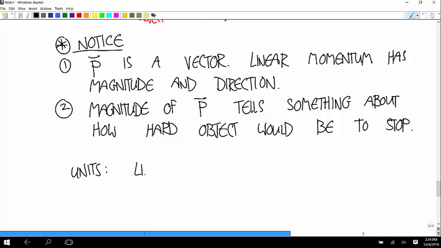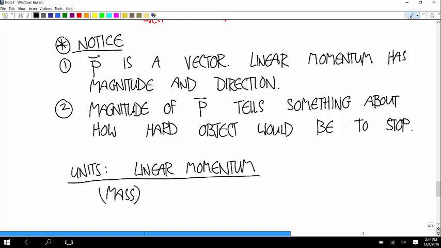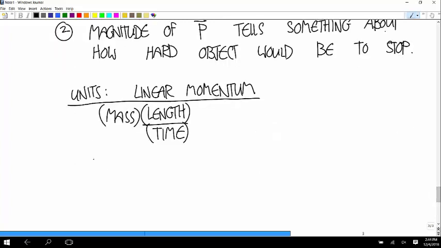So the units for linear momentum, well, it has to be units of mass times units of velocity. So it has to be units of mass times a unit of length divided by a unit of time. And in SI units, that means kilogram meters per second.